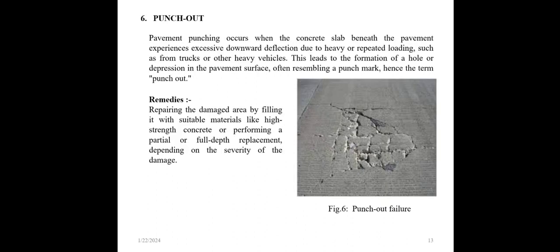Punch out. Pavement punch out occurs when the concrete slab beneath the pavement experiences excessive downward deflection due to heavy or repeated loading, such as from trucks or other heavy vehicles. This leads to the formation of a hole or depression in the pavement surface, often resembling a punch mark. Hence, the term punch out. Remedies: repairing the damaged area by filling it with suitable materials like high strength concrete, or performing a partial or full depth replacement depending on the severity of the damage.